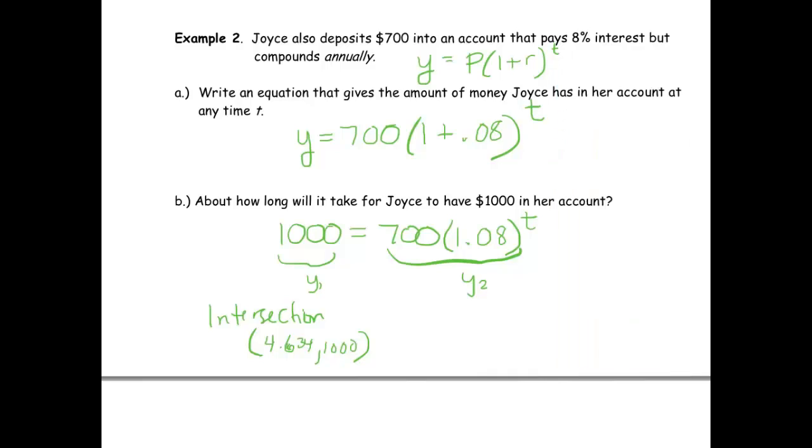So let's use that to answer the question. How long will it take for Joyce to have $1,000 in her account? That's our x value right here. In a sentence, it will take Joyce about 4.634 years to have $1,000 in her account.